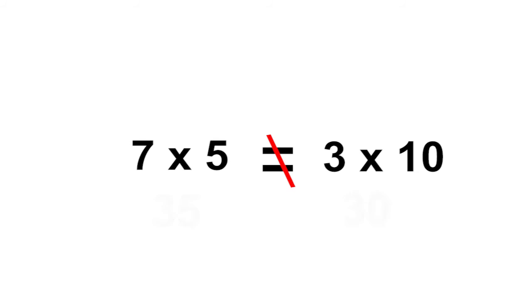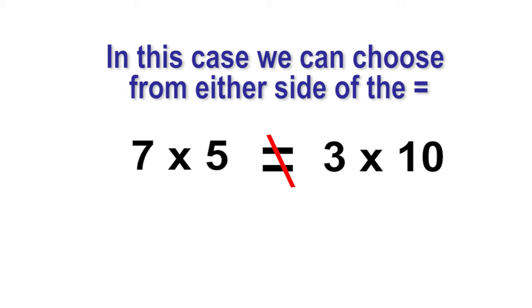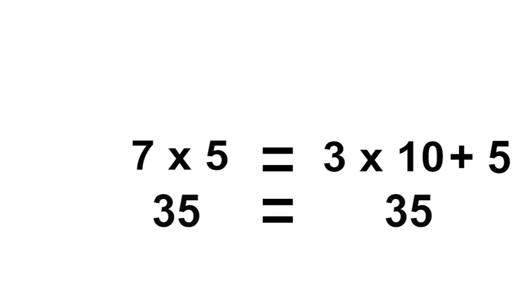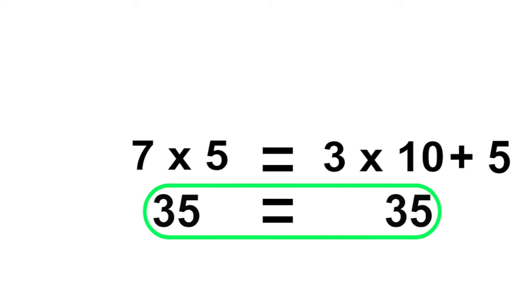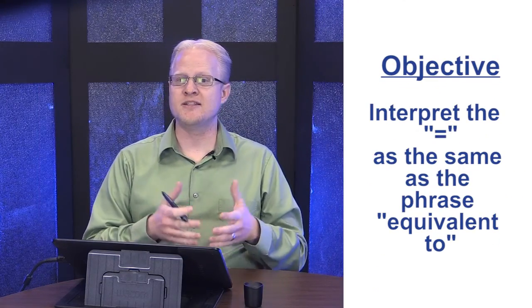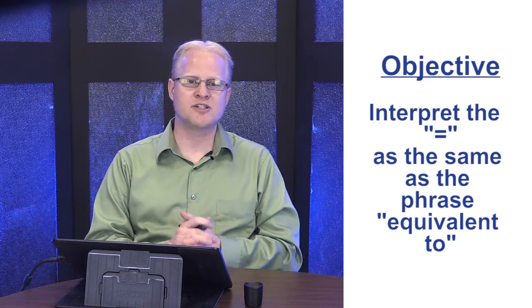To make these expressions equivalent, we need to change the value of one side of the equation to be equivalent to the value of the other side. We can choose to change the expression on either side, and as we've seen before, there are a variety of solutions. By adding 5 to 3 multiplied by 10, we achieve a value of 35, which matches the value of 7 multiplied by 5. We can now see that 7 multiplied by 5 is equivalent to 3 multiplied by 10 plus 5. In this lesson, you learned to interpret the equal sign as the phrase equivalent to by balancing equations in a variety of ways.